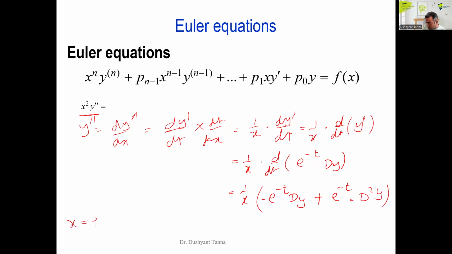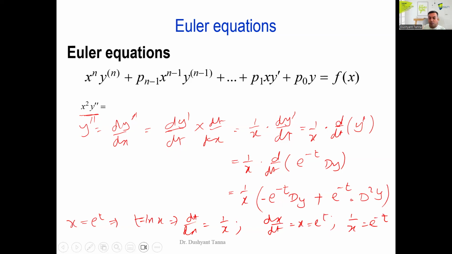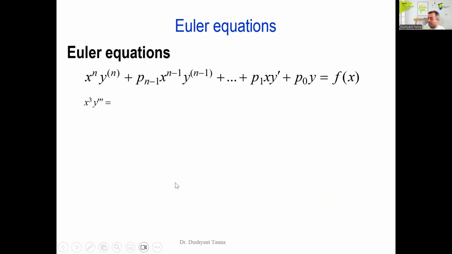So x is e power t. What else we know? t is ln x, right? What else do we know? dt by dx is 1 on x. Then we have all that thing, dx by dt is x or e power t, and 1 on x is e power minus t, right? We use all that thing to simplify my y double dash.